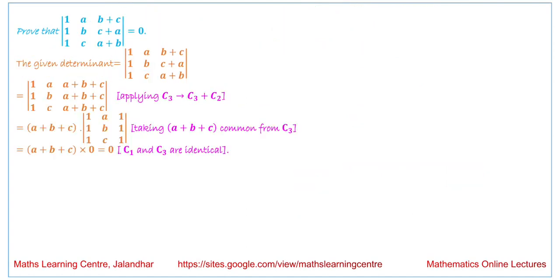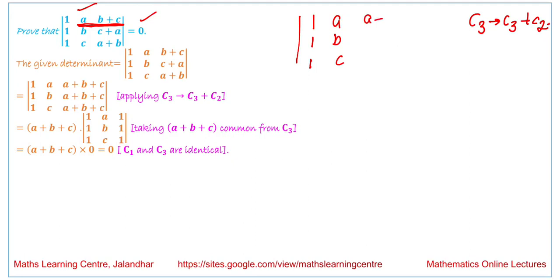Next, this determinant we have to prove is equal to 0. If we look at these columns, if we add these two, we will get the value of the determinant. This is 1, 1, 1. This is a, b, c. The operation we are applying is column 3 approaches column 3 plus column 2. So this will become a plus b plus c, a plus b plus c, a plus b plus c.